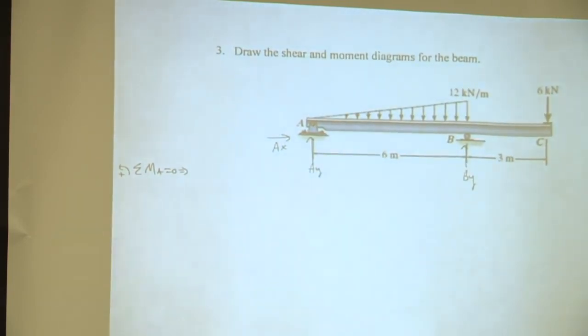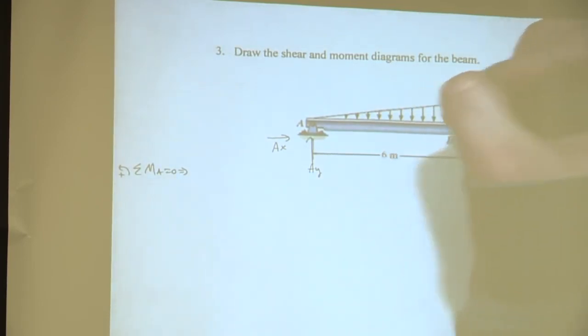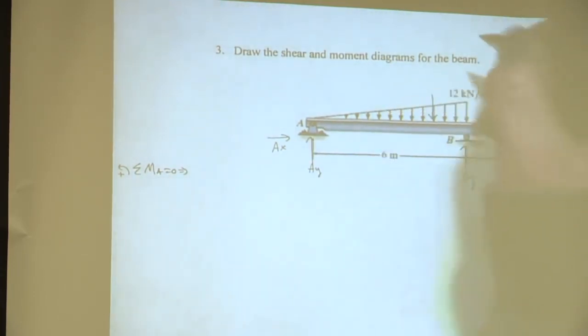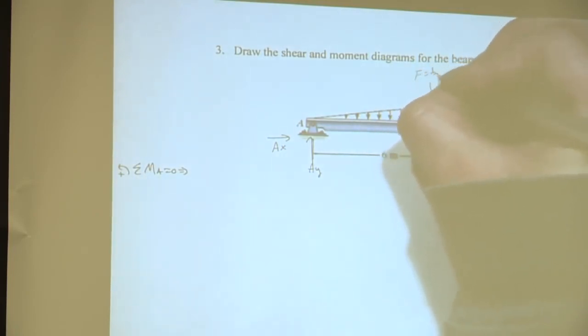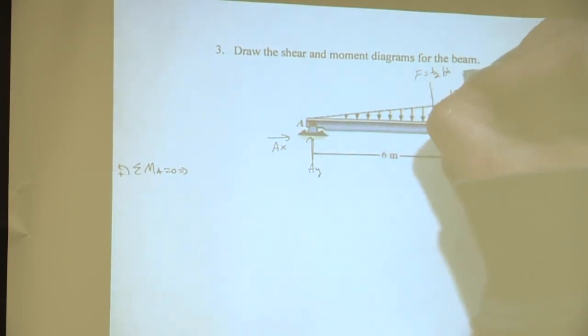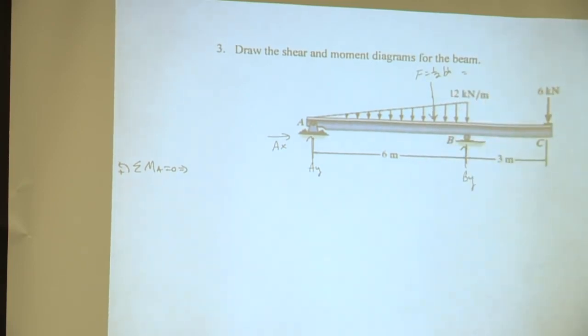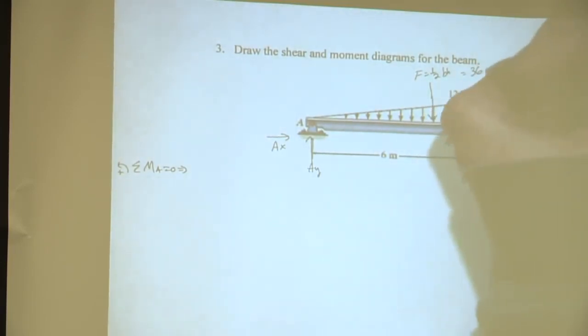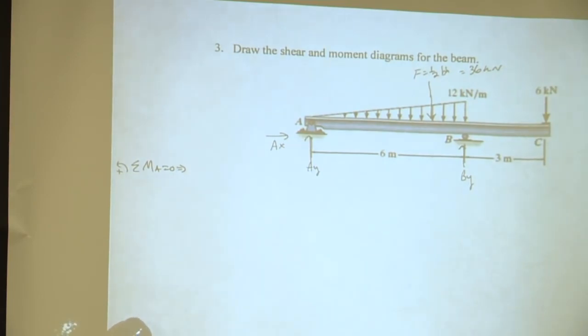Okay, so how many terms should we have in this equation? Okay, awesome. So 3 terms. Which ones? Okay, awesome. So the triangle distributed load. And how do we find the force of that? Okay, awesome. So F is equal to 1/2 base times height. And what will that give us for a value? Awesome. So 36 what? Kilonewtons. Awesome.